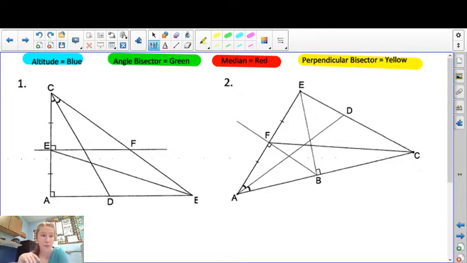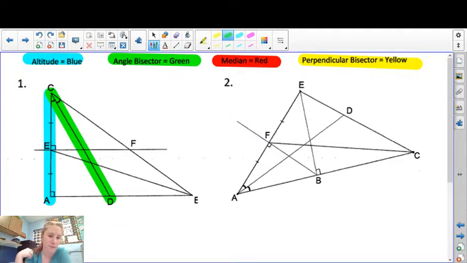All right, so an altitude is blue. Altitudes have right angles, and it needs to be the entire length. And so my altitude is from A to C. My angle bisector has got to cut an angle in half, and the only angle I see cut in half is angle C. So CD must be the angle bisector.